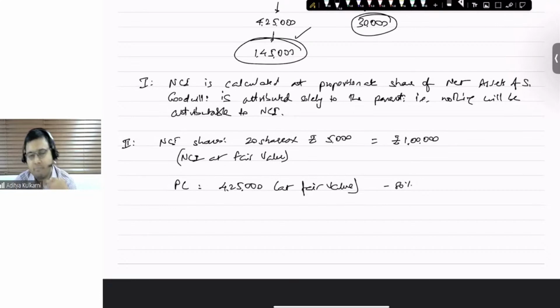Sir, because there are some extra brilliant students, I don't blame them, who will say NCI at fair value निकालना है भाई, अपने को correct reporting चाहिए. So market value is not given, but there are some thought processes which run like this. Sir, PC is at fair value, so that is 80%. तो हम लोग 20% क्रॉस मल्टीप्लाई कर सकते हैं ना. We can do a cross multiplication. 4,25,000 into 20 divided by 80.